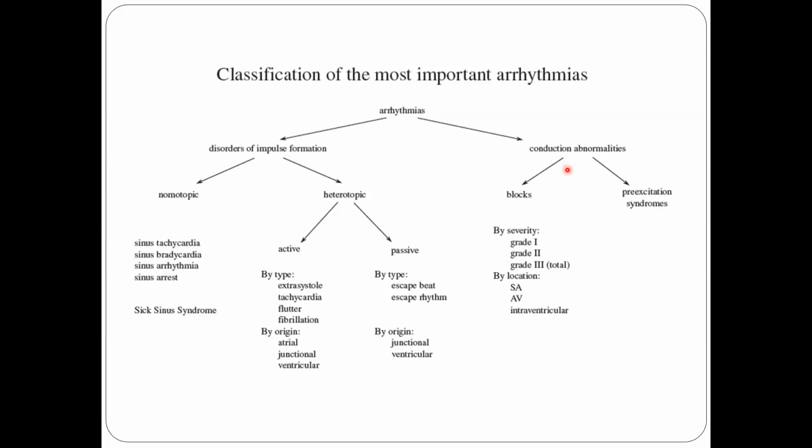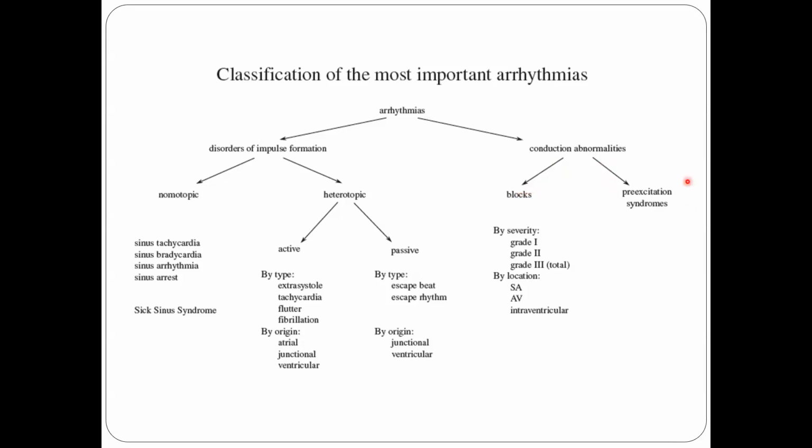So what does it mean? It means the impulse is formed in the right place, or maybe in a different place, but afterwards, somehow the conduction through the conducting pathways is abnormal. These are what we call the blocks. Of course, if the impulse is made somewhere, it should be propagated all over the muscles, all over the ventricles, and contract the heart. If we have any kind of block or conduction abnormality, the impulse is not propagated and the heart is not going to contract. This is what makes the arrhythmias.